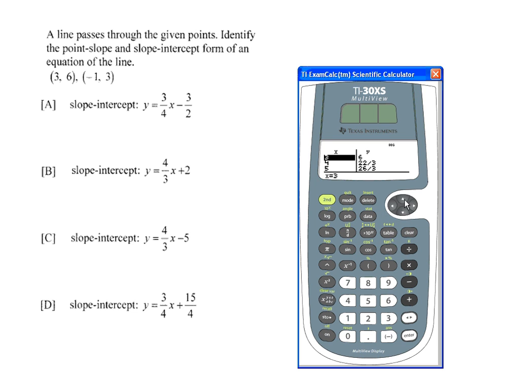Now we have to check our second point. So I have to go up to -1. And at -1, it's not 3. So this is not my equation. Once again, it has to fit both of them. It can fit one and not the other. So in order to be my answer, it has to fit both of them.